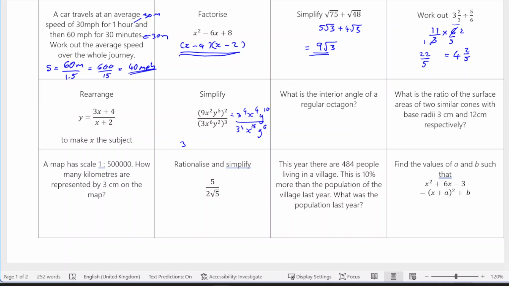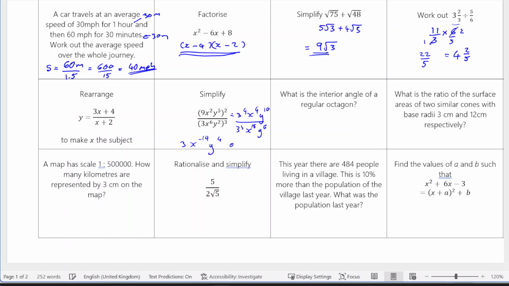I'm going to put it as a numerator, although I will discuss the other version. 4 minus 15 is going to be minus 18. 4 minus 18 is going to be minus 14. So I'm going to say x to the minus 14. And then 10 minus 6 is 4.